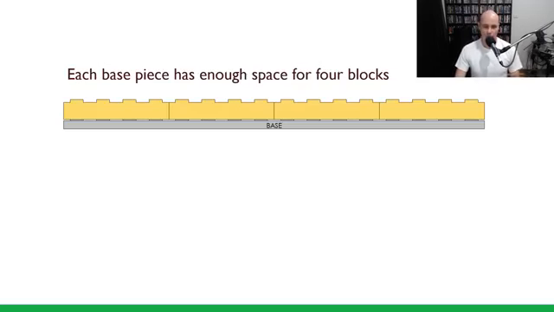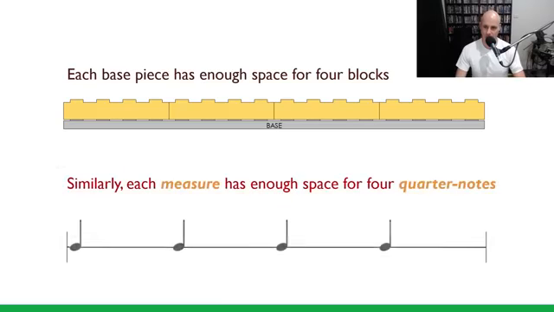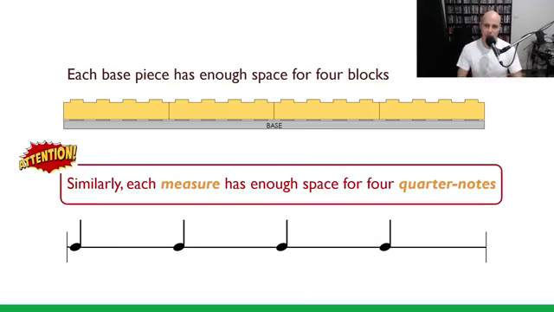Okay, so as we know with our Lego example, each base piece has enough for 4 blocks. And if we were to relate that back to the quarter note idea, we can say that each measure, so not each grey piece now, but thinking in terms of music, each measure has enough space for 4 quarter notes. So each quarter note is one of those yellow bricks, if you want to think of it that way, right? Why do I keep going back to this brick example?